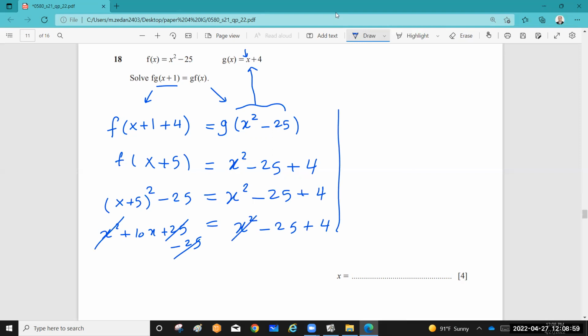So I have now 10x equals -25 plus 4. So 10x is -21, so x is -2.1. Okay, this is the value of x.